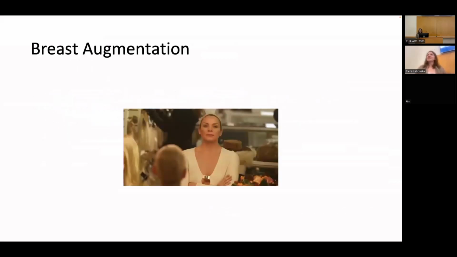If anyone recognizes this, it's a shot from Sex and the City. This is when Samantha was going to go for her breast augmentation surgery. And if you remember, this is when they found her breast cancer. It was a very interesting episode that had a lot of social medical commentary.